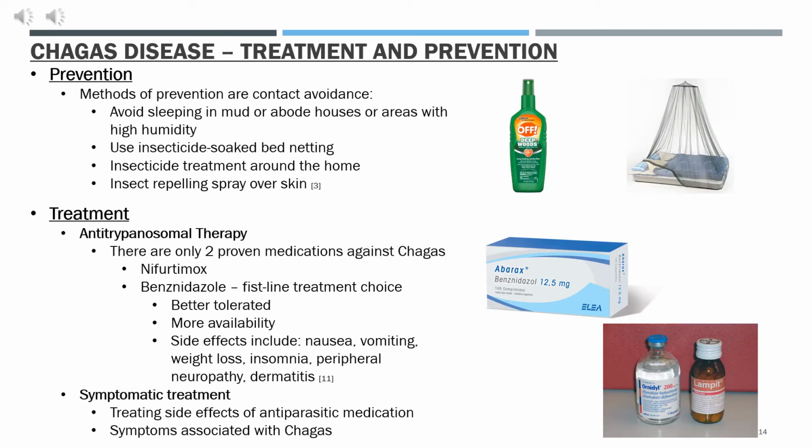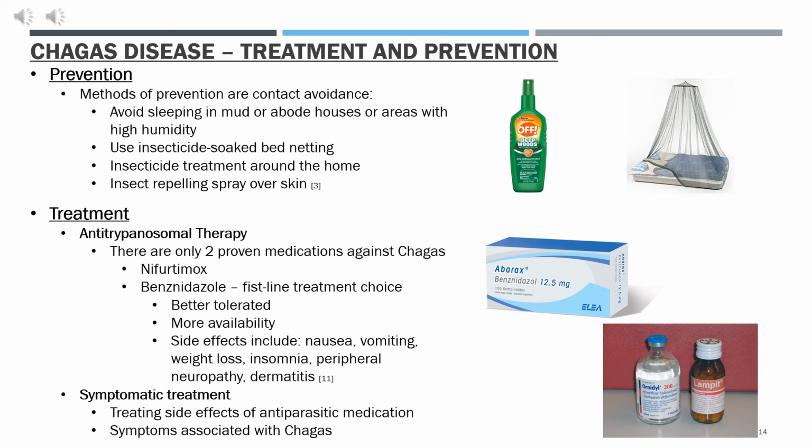If you want to be Chagas free, prevention is key. Some of the ways of avoiding it is simply not sleeping in dirty houses. Simple as that. You can use insecticide-soaked bed netting, you can use anti-bug repellent, or you can hire a company to spray some insecticide around your house.